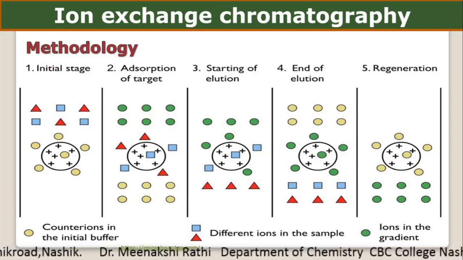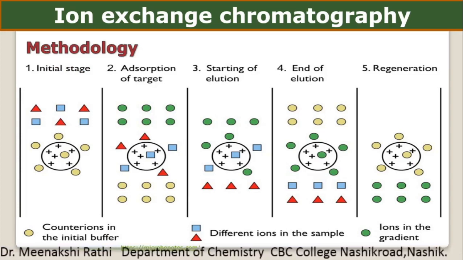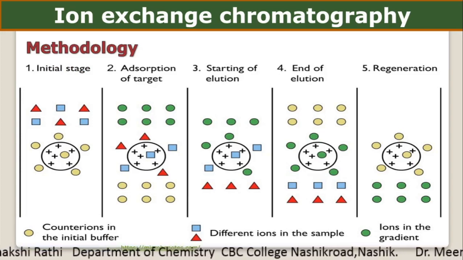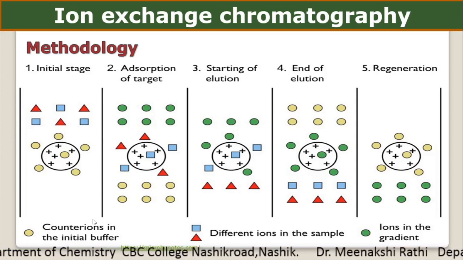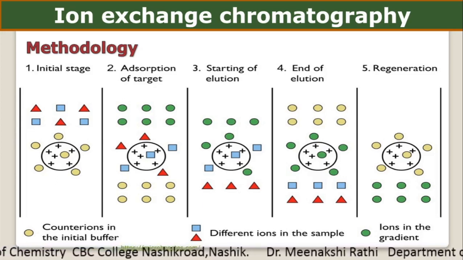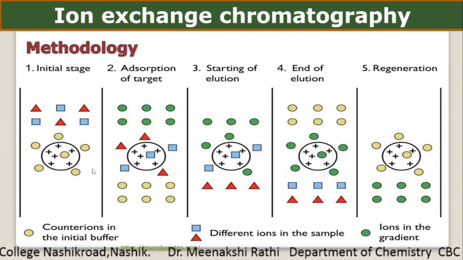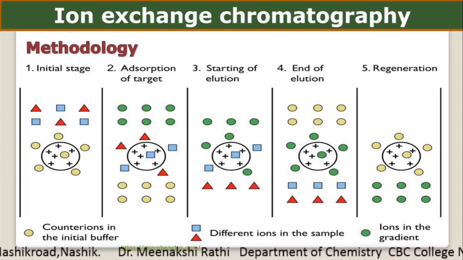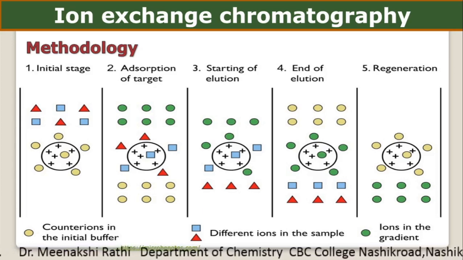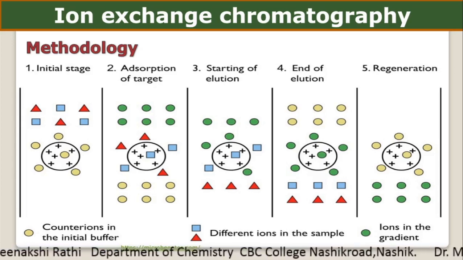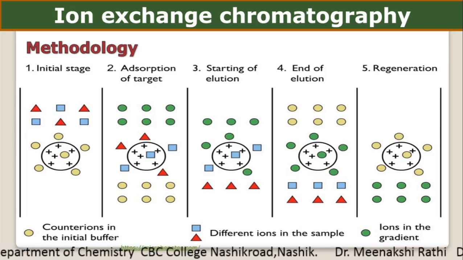Now, methodology. As I told you, this is again an example of column chromatography, so in this also a column is prepared. The column is a glass tube, and in this column an ion exchanger is filled. This ion exchanger is adsorbed on or based on dextran, agarose or cross-linked cellulose, which acts as a base to adsorb the ion exchanger.